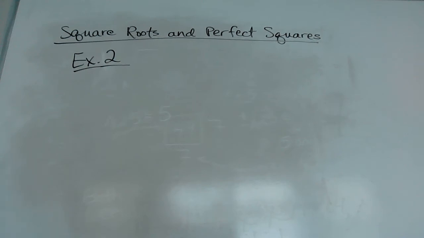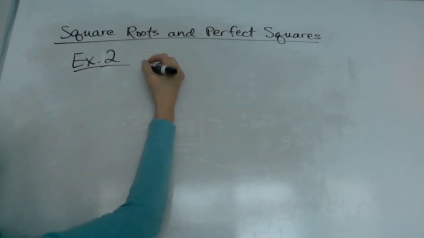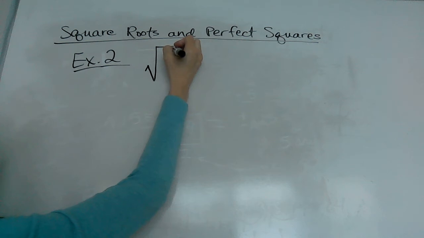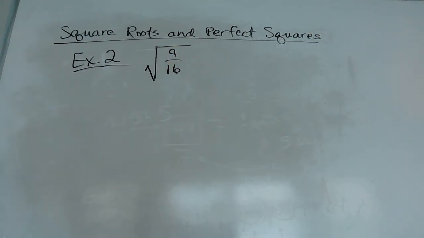All right, so sometimes you might see something that doesn't look like it's a perfect square. Maybe something like this, the square root of 9/16. And what you want to remember is that even though this isn't an integer, it does have a nice square root because each part of that fraction is a perfect square. In our numerator, we have the perfect square 9, which is 3 times 3. In our denominator, we have the perfect square 16, which is 4 times 4.